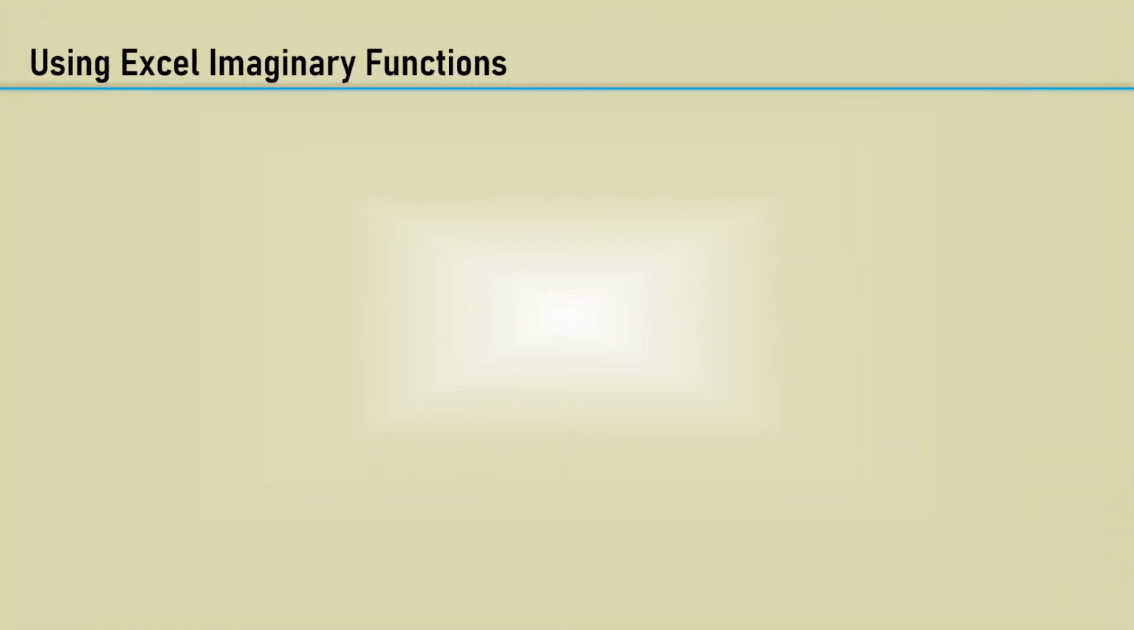Now let's move forward with making the transfer function using the Excel imaginary functions. For general math use in Excel, we use the operators plus for addition, hyphen for subtraction, asterisk for multiplication, slash for division, and the caret for power. Once we make a complex number in Excel, these operations must be handled using the imaginary functions.